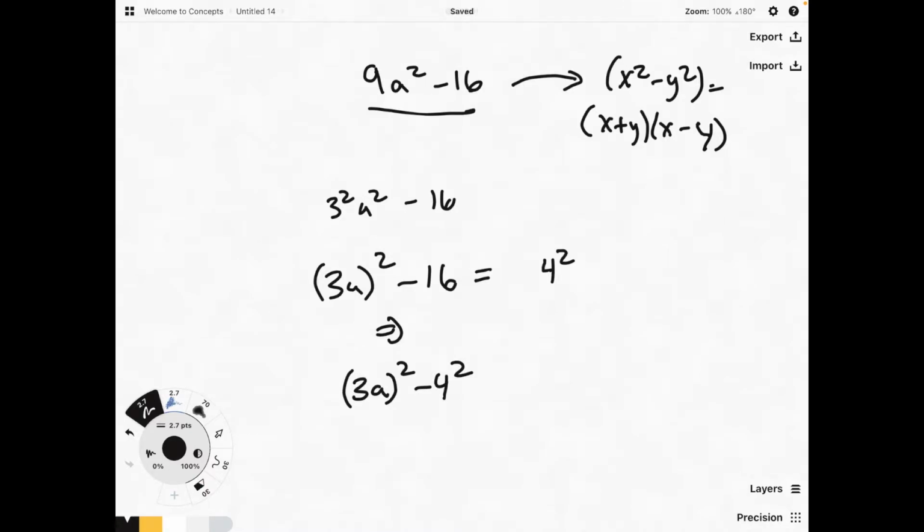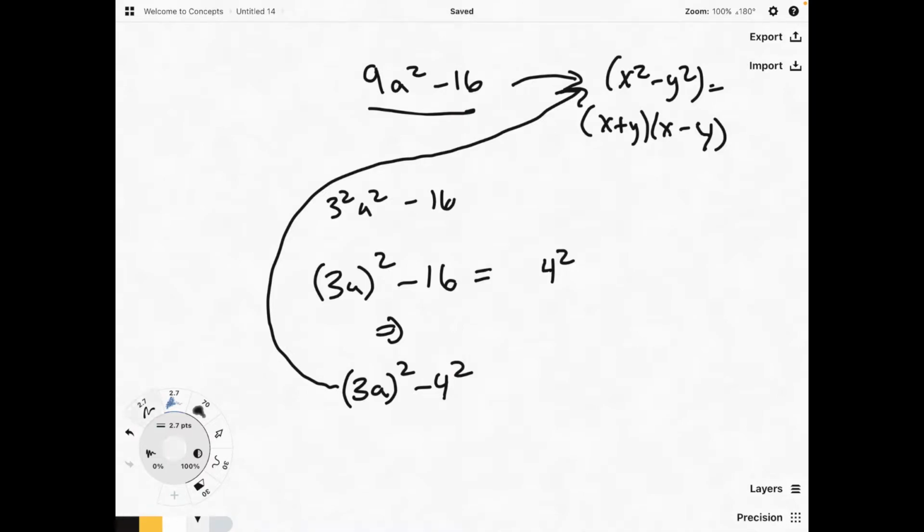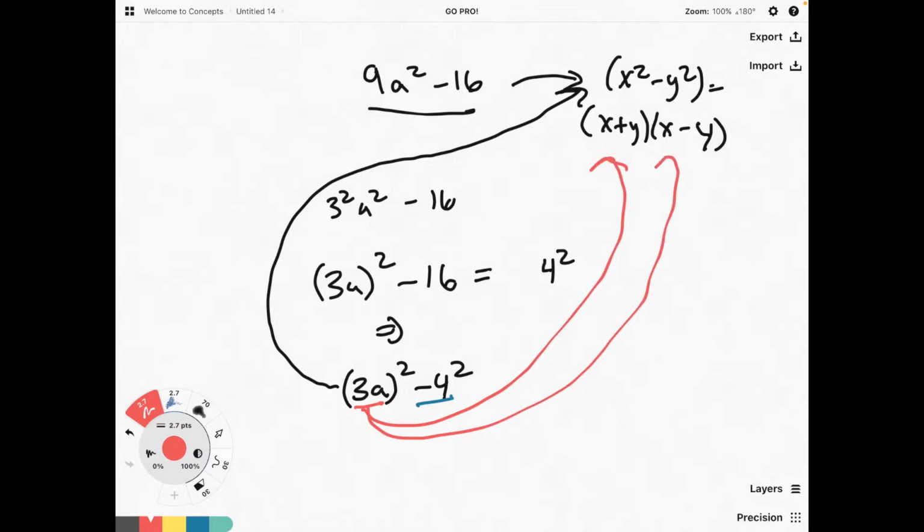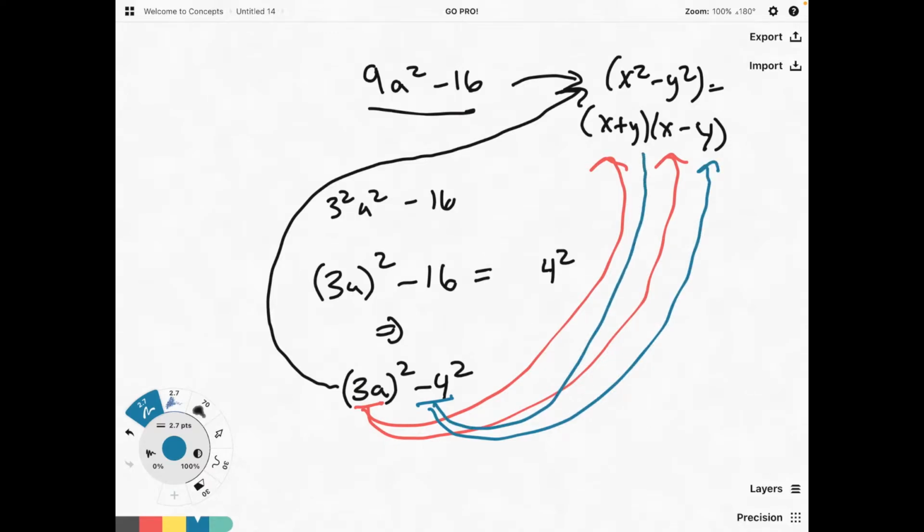Well, we now have the exact same thing we have here. So then all we need to do is use this rule and plug in x and y. So again, we have x and we have y, and all we need to do is plug in x here, and we have y, and we need to plug in y here and here. Therefore, this becomes 3a plus 4, 3a minus 4. And that's our answer.